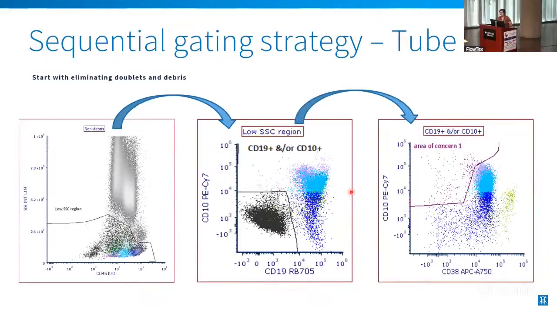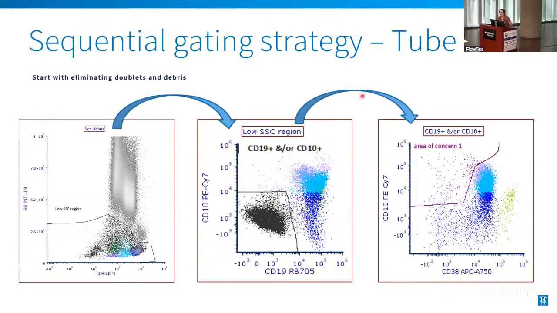So I'm going to first take you through our traditional gating strategy with tube 1. So we start by eliminating the doublets and debris, of course, and then we focus on this low side scatter region, even including the high CD45 cells, because we have found abnormal immature B cells with pretty high CD45 expression. And then we take those cells and we put those into a CD19 and/or CD10 plot. So we're capturing all of those.